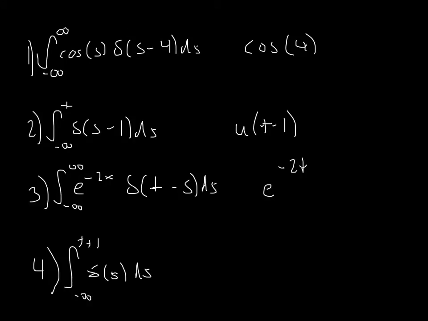Because you always replace the s with whatever you're evaluating at, your delta function will only be basically at t, wherever you're putting it in, because that's just how it works. So you plug in the t for the x.